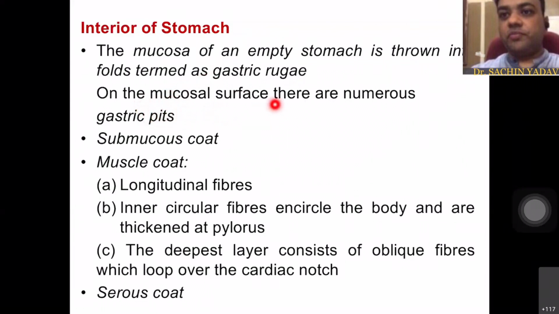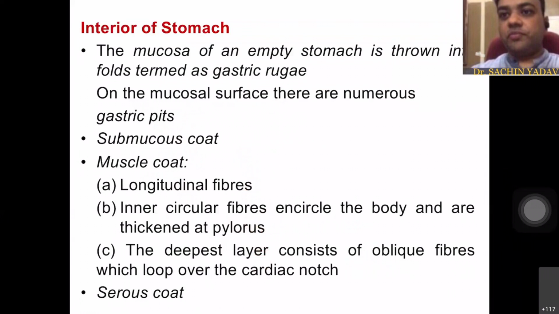On the mucous surface, we can see the various gastric pits. Fine. So we all see in the microscopic section or slide of the stomach, the submucous coat, the muscle coat, that is the longitudinal fibers, which is the outer layer, and the inner circular fibers. Okay, and the deepest layer consists of the oblique fibers. So here, the stomach consists of three layers of muscles.